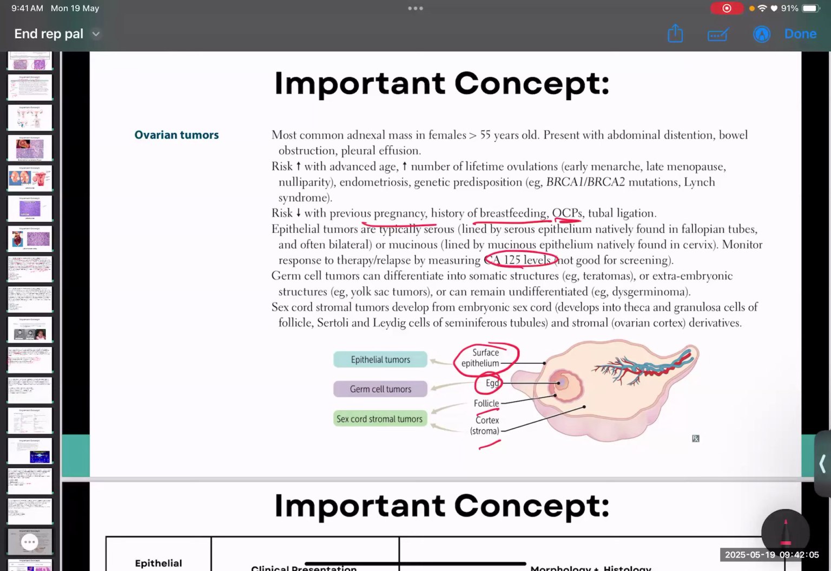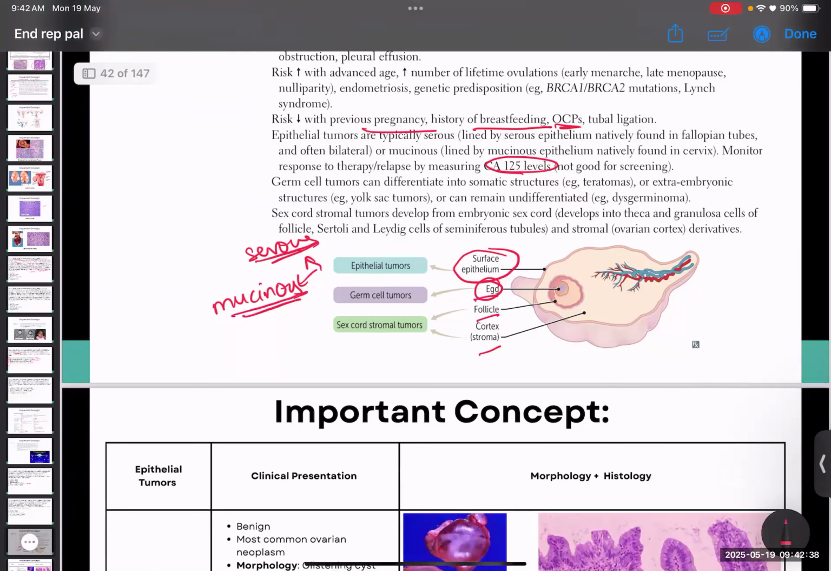Okay, and when we're talking about epithelial tumors, we're talking about two types: serous ones and mucinous ones. Serous ones have cells that are very similar to your fallopian tube epithelium, okay? And mucinous ones have cells which are very similar to the mucinous epithelium found in the cervix, okay? And then we have germ cell tumors, which arise from the egg, and we have the sex cord-stromal tumors, which arise from the tissues surrounding the egg. That could be the cortex and the follicle.